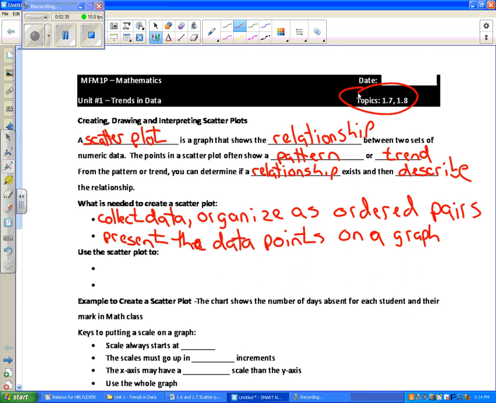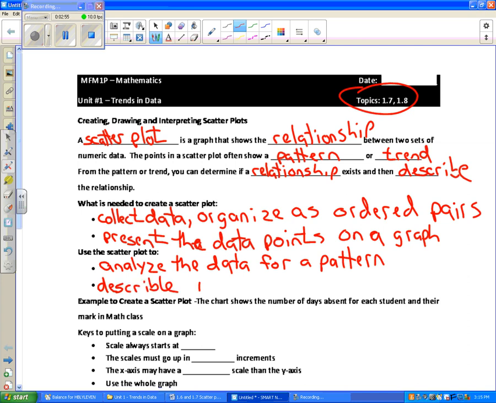We can then use a scatter plot to analyze the data pattern. So we can analyze the data for a pattern and see if a pattern actually exists or not. And then we can describe the pattern, if one exists. Sometimes we look at the data and look at the scatter plots, and we'll see that they are so scattered that there's no way for a pattern to exist, because they're just so scattered.